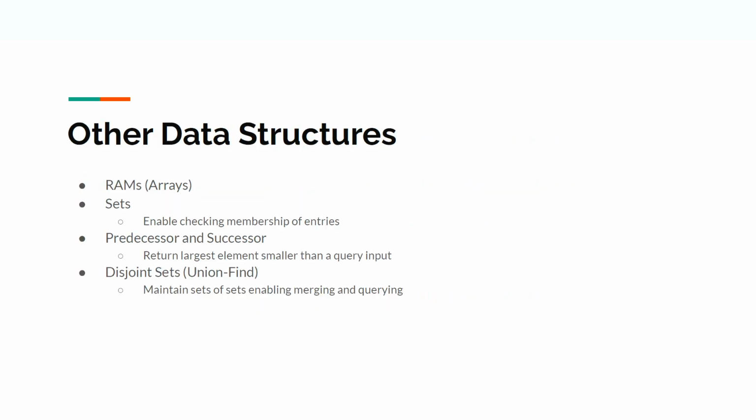All right, so I've described this in terms of RAMs, or what I like to call arrays, but you could generalize these notions for other data structure problems. So for example, you can consider sets, which just check whether an entry exists or not. You can also consider things like predecessor and successor, as well as disjoint sets, which is also known as union find.